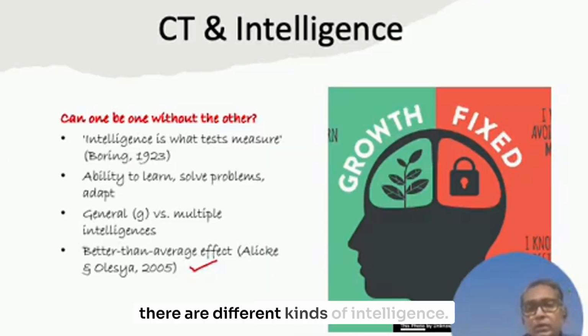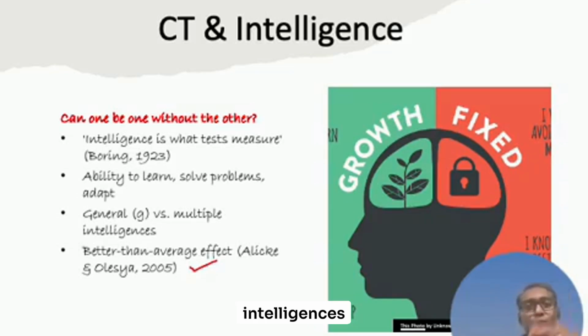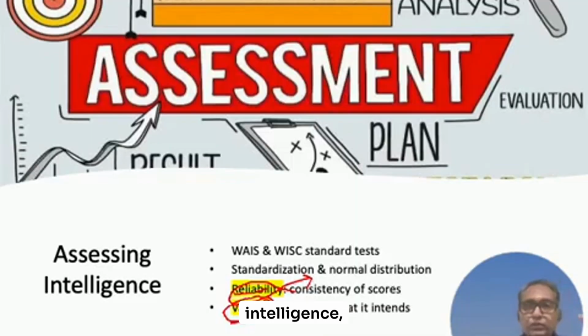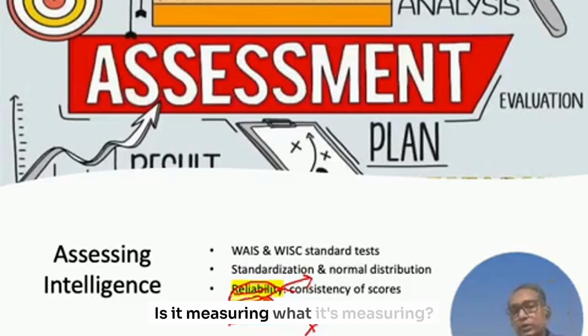There are different kinds of intelligence. There is general intelligence versus multiple intelligences. There is no good way of assessing intelligence. It's very important to ask: is it valid? Is it measuring what it's supposed to measure?